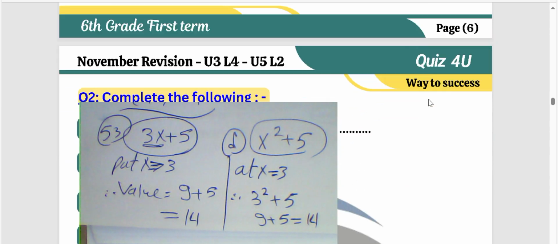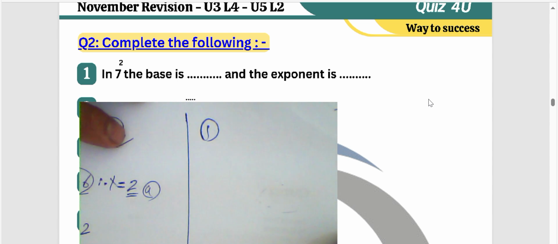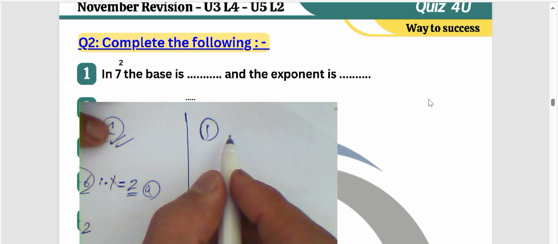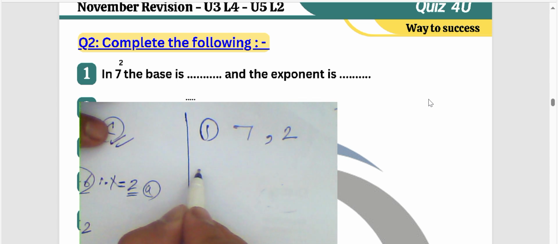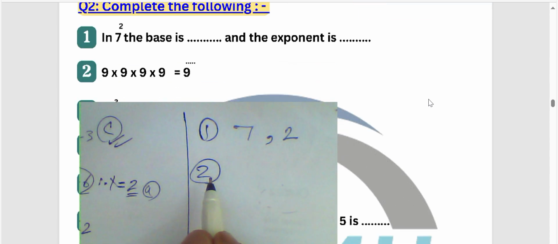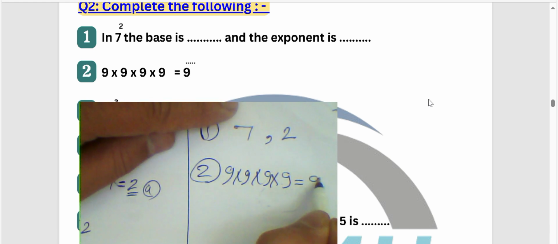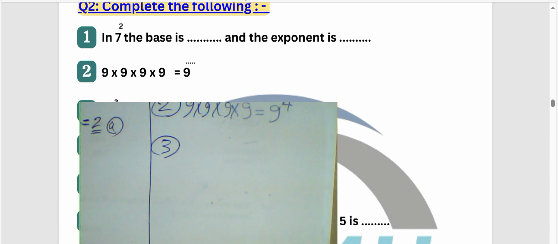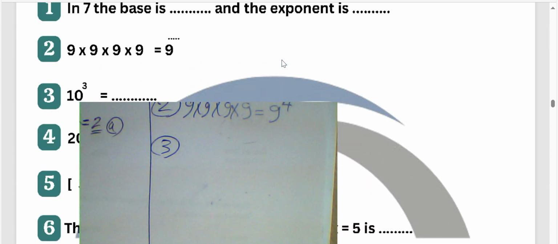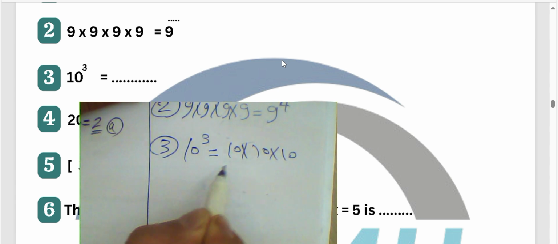Next question. Complete the following. Number 1. In 7 power 3, the base here is 7 and the exponent is 3. 7 power 2 is 7 by 7. Number 2. 9 by 9 by 9 by 9, 4 times, is 9 power 4. Question number 3. 10 power 3 equals 10 by 10 by 10. The result will be 1000.